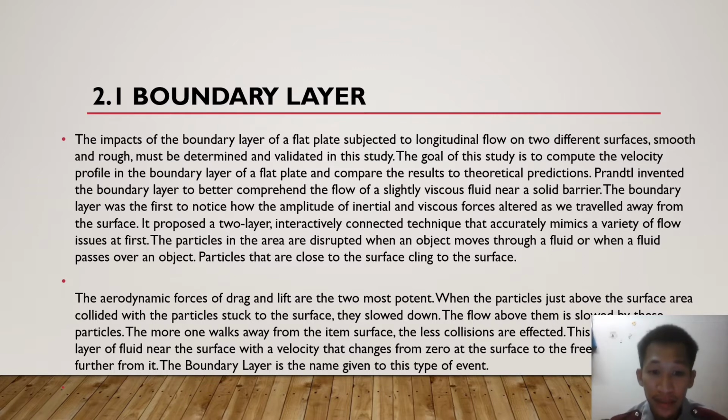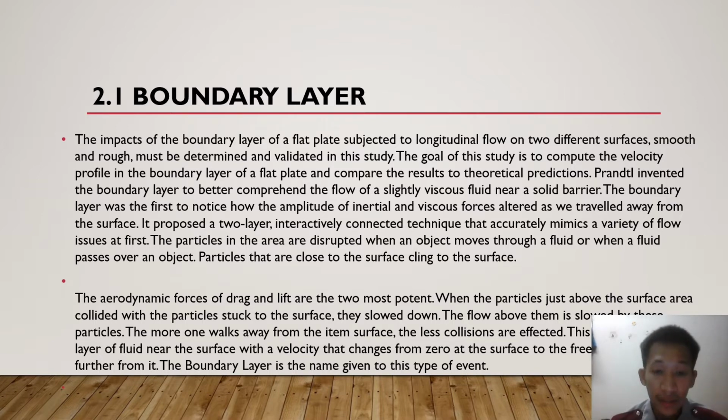The particles in the area are disrupted when an object moves through a fluid or when a fluid passes over an object. Particles close to the surface cling to the surface. The aerodynamic forces of drag and lift are the two most potent when the particles just above the surface collide with the particles stuck to the surface and they slow down. The flow above them is slowed by these particles. The farther one moves away from the object surface, the less the collisions affect the flow.